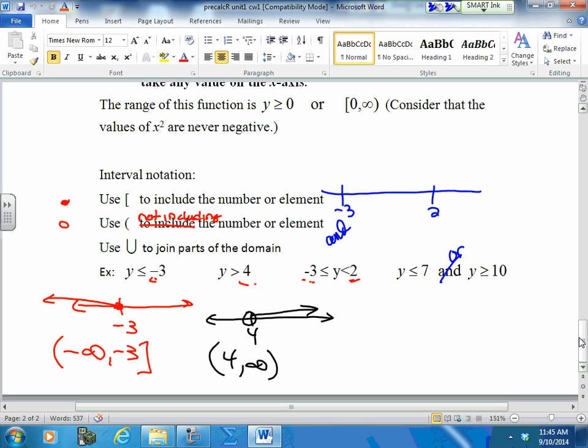-3 to 2. This one has an equal sign. It gets a closed-in circle. This 2 has no equal sign. It's open.